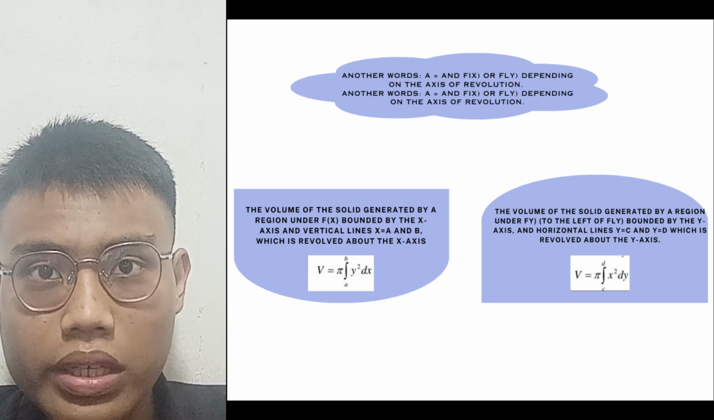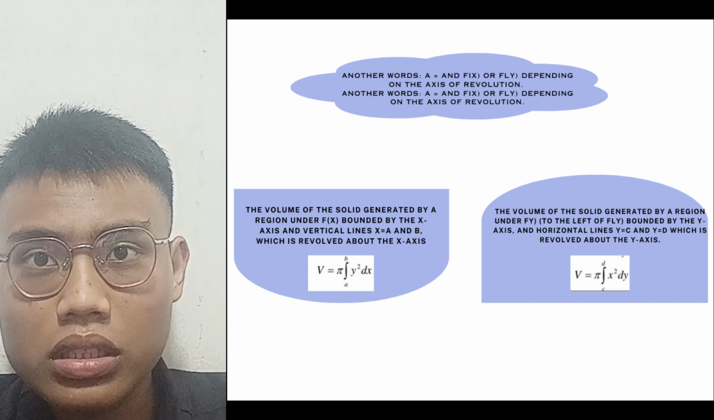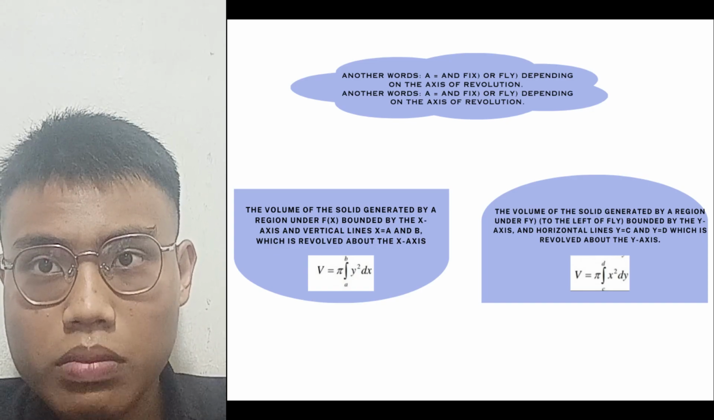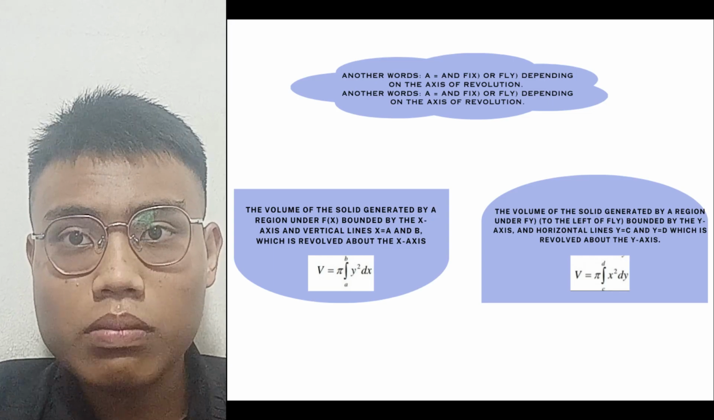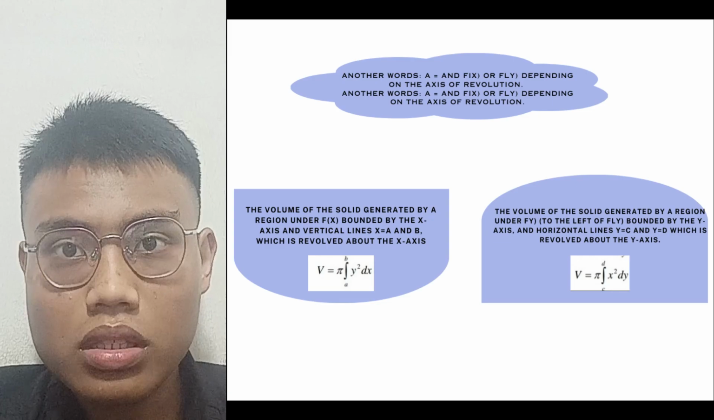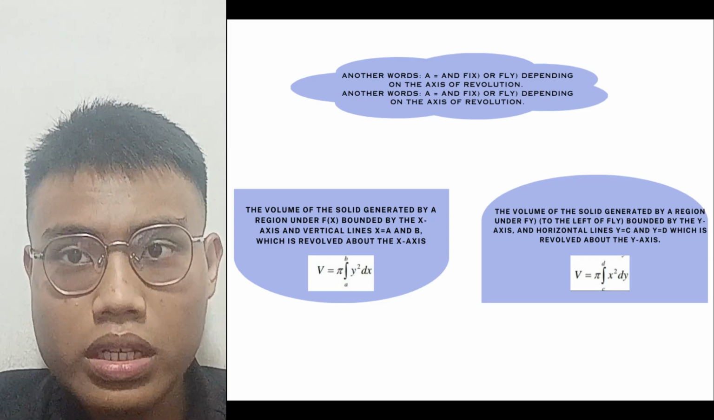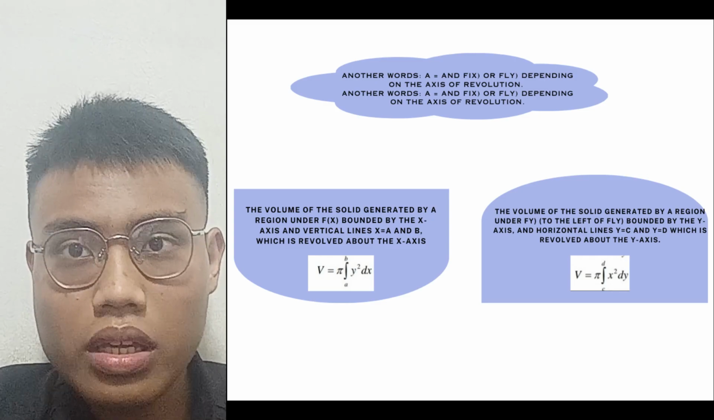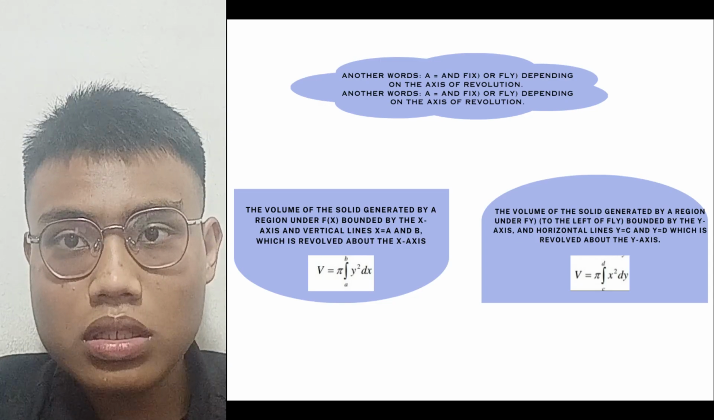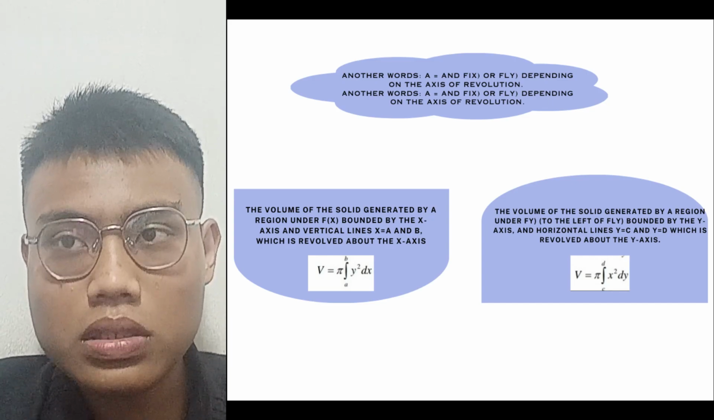The volume of the solid generated by the region under f(x), bounded by the x-axis and vertical lines x = a and x = b, which is revolved about the x-axis. The volume of the solid generated by the region to the left of f(y), bounded by the y-axis and horizontal lines y = c and y = d, which is revolved about the y-axis.